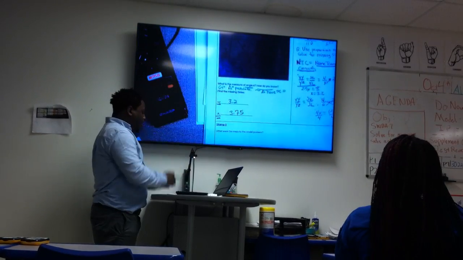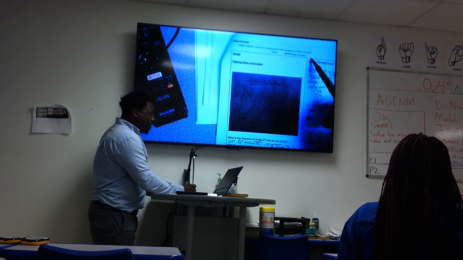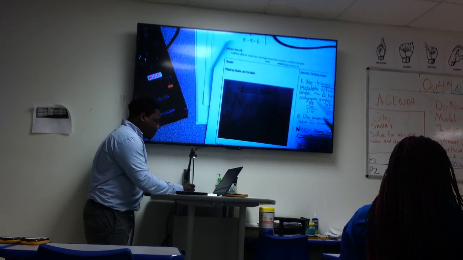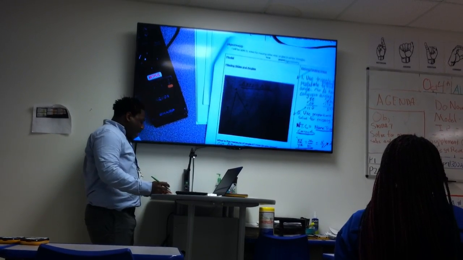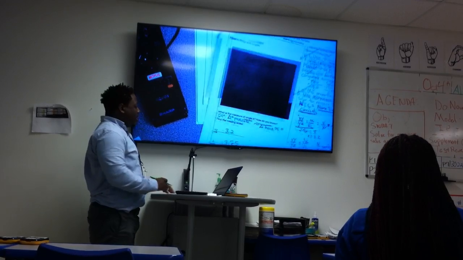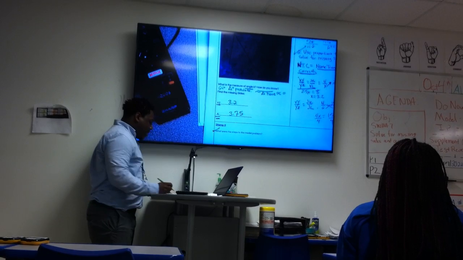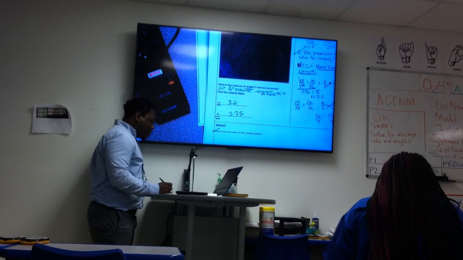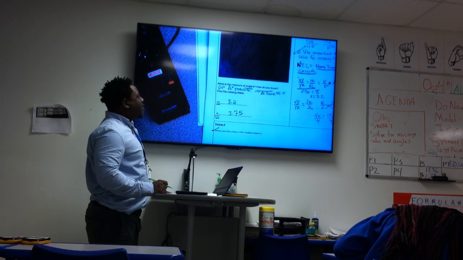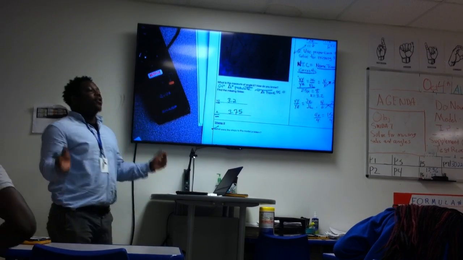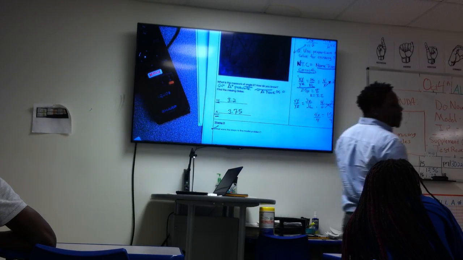So going back to the beginning, the objective was to solve for missing sides and angles in similar triangles. We solved for the missing angles here, the missing side here. I want you guys to take 30 seconds to discuss what were the steps in the model problem and also what are the key things to remember when solving for missing sides and angles in similar triangles. Take 30 seconds, turn and talk, go.